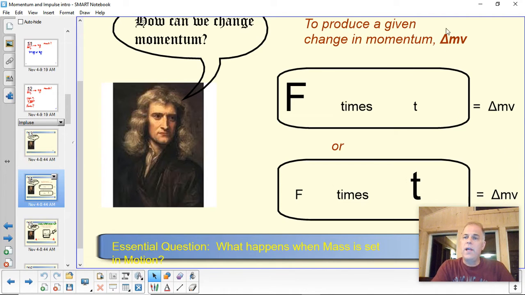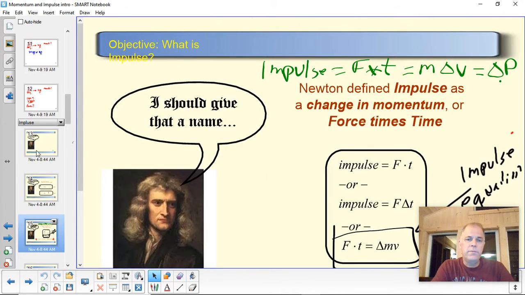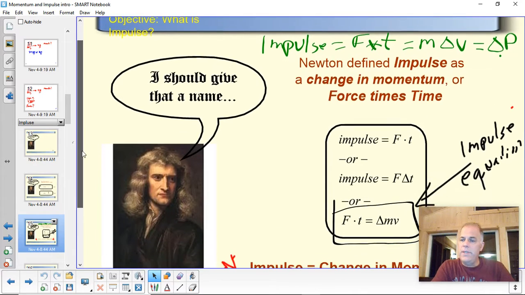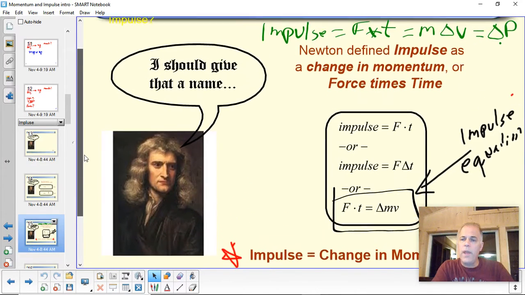Now, delta mv, I kind of glossed over that in the first one, but this means change in momentum, because P equals mv, P being momentum equals mass times velocity. So mv is kind of synonymous with momentum. To produce a change in momentum, you have to have a force times a time.